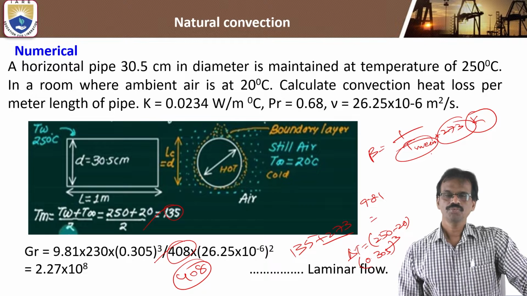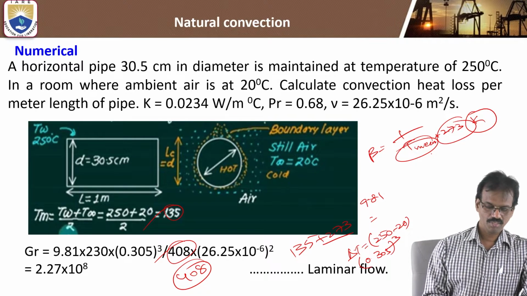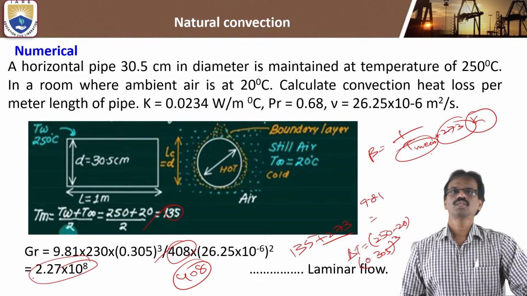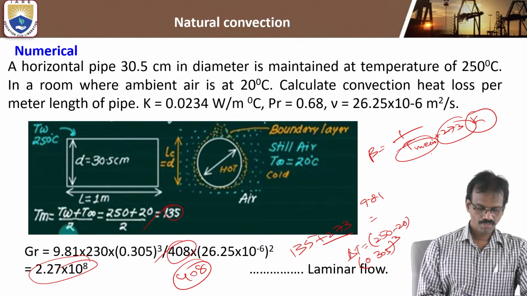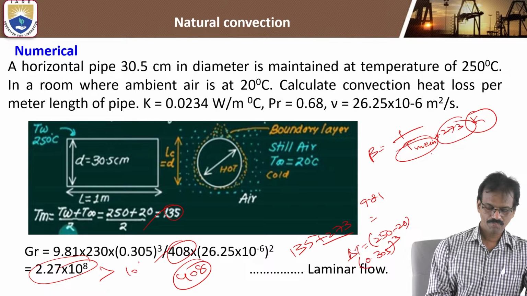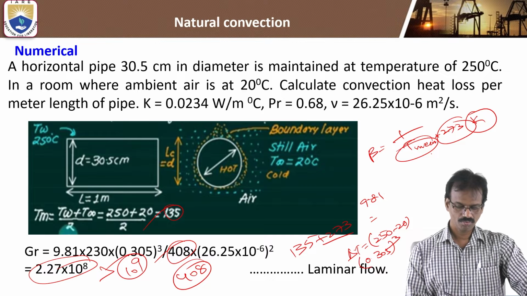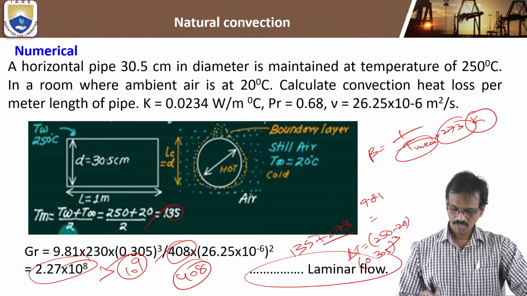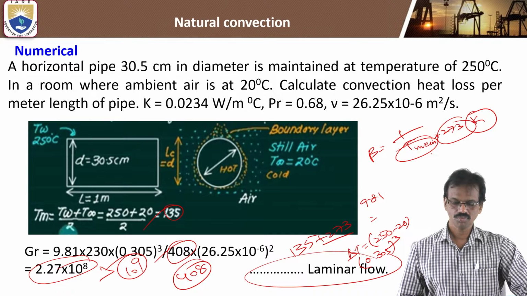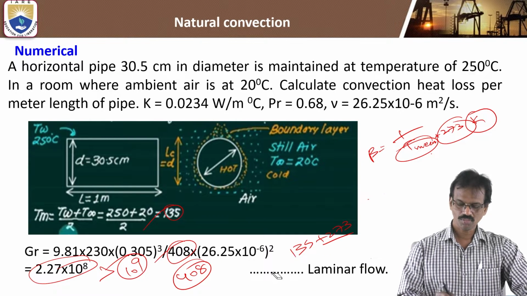If you solve this, for the Grashof number we get a value of 2.27 into 10 to the power of 8. This value is less than 10 to the power of 9, so the Rayleigh number is less than 10 to the power of 9. It means it is a laminar flow. Different formulas are there for laminar flow, so by using the data book, we can choose the formulas.